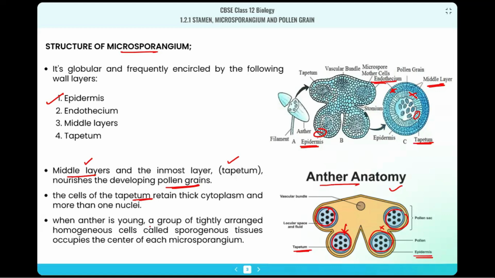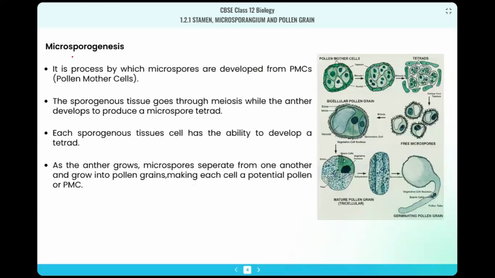Now, when an anther is young, a group of tightly arranged homogeneous cells called sporogenous tissue occupies the center of each microsporangium. We are not talking about the mature part. When the anther is young, a group of tightly arranged homogeneous cells, called sporogenous tissue, occupies the center of each microsporangium. Now, another mechanism you have to learn is microsporogenesis. It is easy to learn what microsporogenesis is. It is the process where microspores are developed or synthesized from the PMC, that is the pollen mother cell.